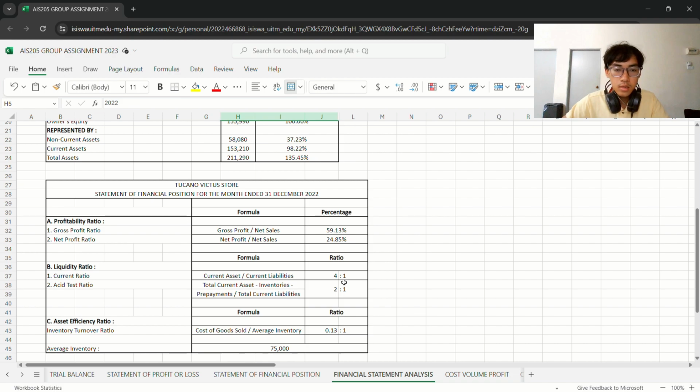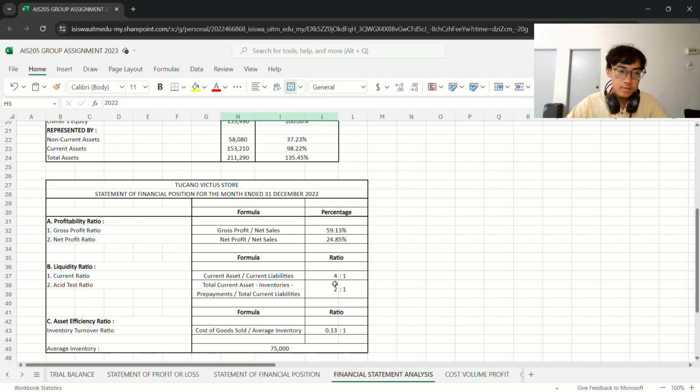We calculate that and then we'll get 4 ratio to 1. The current ratio indicates the ability of a business to repay its current liabilities when they become due. So for every one current liability, we got 4 current assets to repay it.